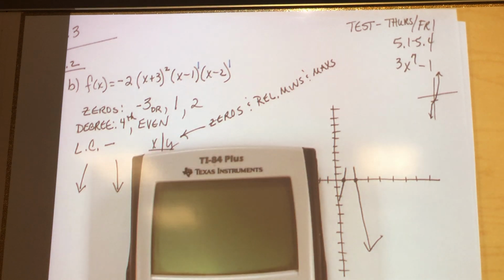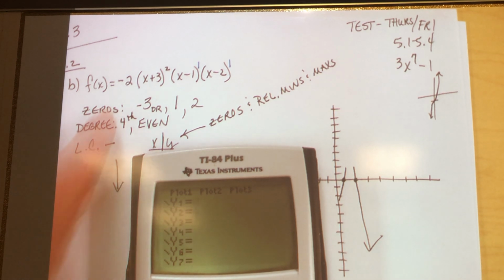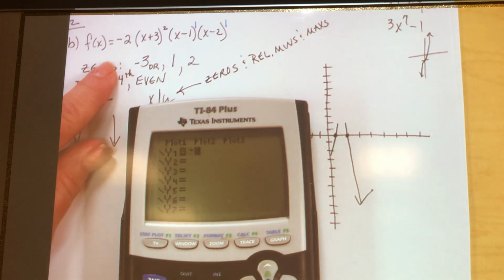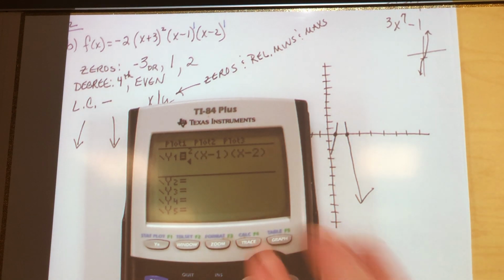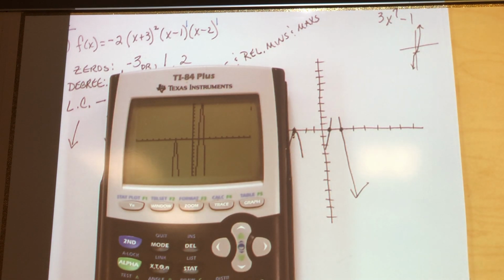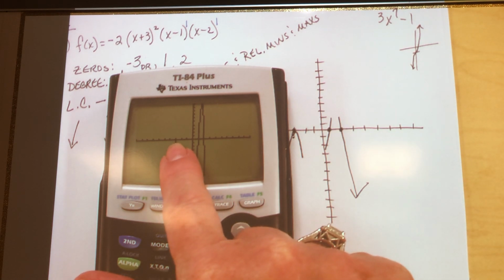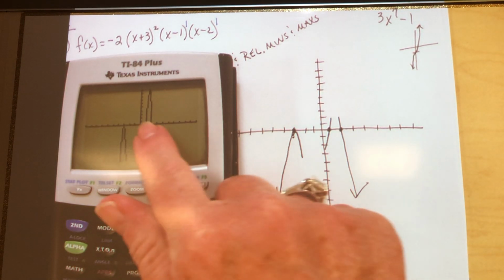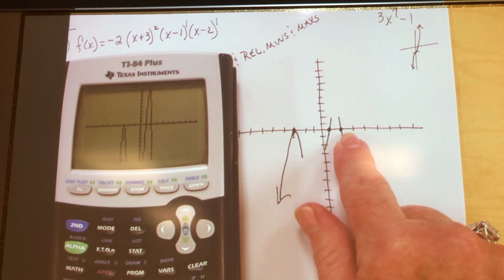Okay, so I'm going to put this in my calculator. I'm going to go to y equals, clear out that graph, clear out this graph, and I'm going to put him in there just like he looks right here. -2, open parentheses, x plus 3, close them, square it, open, x minus 1, close, open, x minus 2, close. I'm going to go zoom 6, and I'm going to graph him. All right, he's looking pretty good. Looks like he bounced off this -3, just like mine does. He looks like he crosses at 1 and 2, just like mine does.